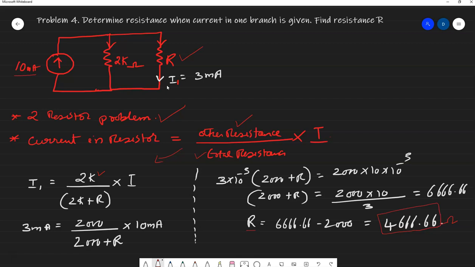Now again, you just have to make sure the number you got makes sense. The main current is 10 milliamps, and only 3 milliamps goes through this resistor. The remaining 7 milliamps must be in the other branch, so it makes sense that this resistance must be more than that. So we got 4666.66. Again, the main concept here is you have to understand this formula. This is the main thing.